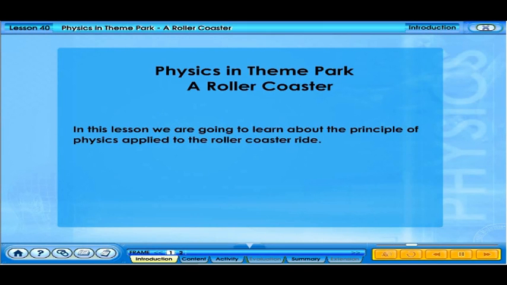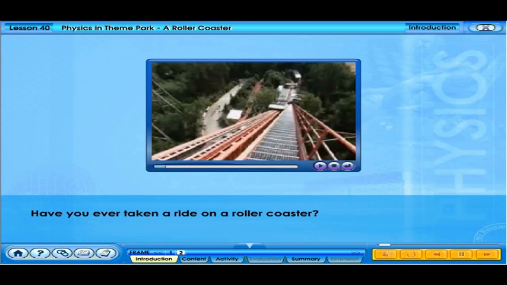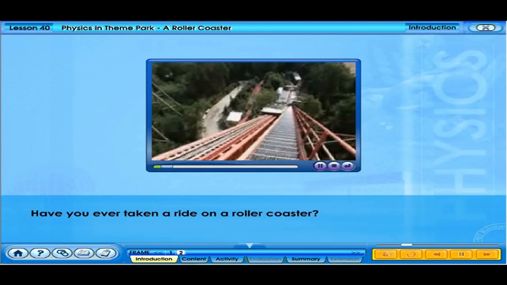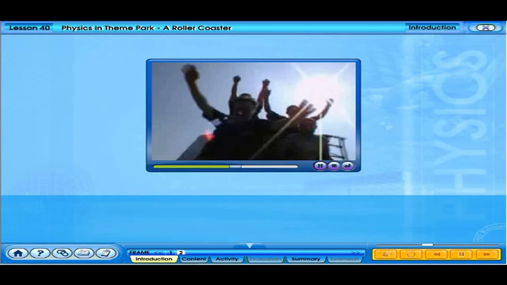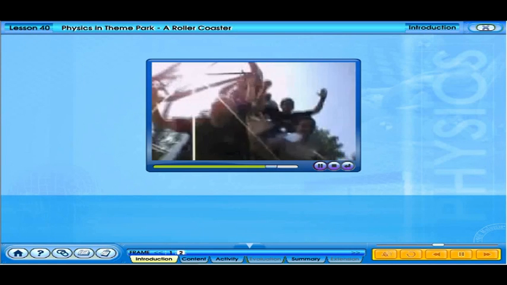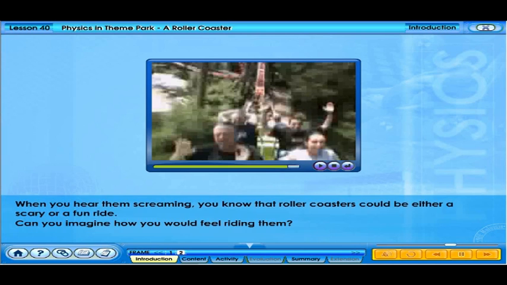In this lesson, we'll learn about the principle of physics applied to the roller coaster ride. Have you ever taken a ride on a roller coaster? If you have not, let's observe the ride. When you hear them, roller coasters could be either a scary or a fun ride. Can you imagine how you'd feel riding them?